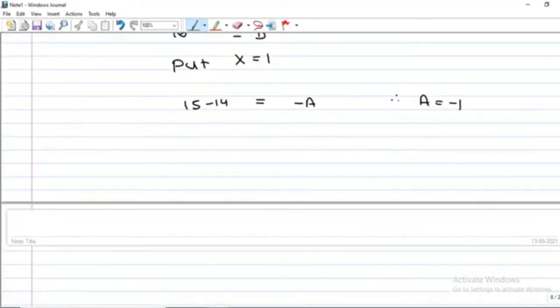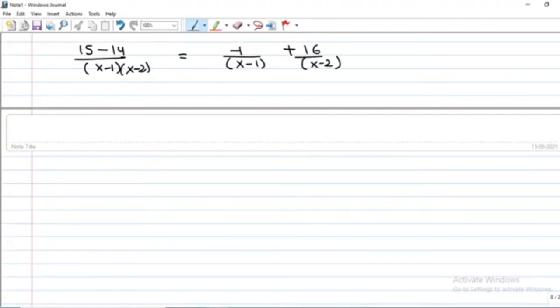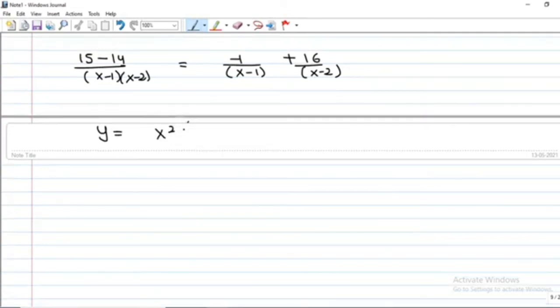So let's substitute these values and get our final y equation. Our final y equation is 15x minus 14 the whole upon x minus 1 into x minus 2, which is equal to minus 1 upon x minus 1 plus 16 upon x minus 2. Don't you agree? After this, our final equation looks like this: x square plus 3x plus 7, this equation is 1, and this is minus 1 upon x minus 1, and this is 16 upon x minus 2.